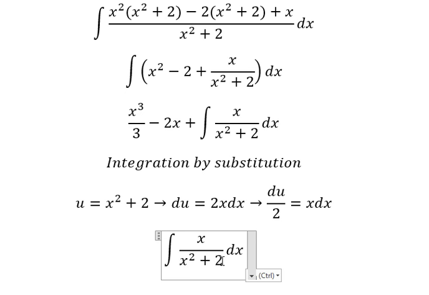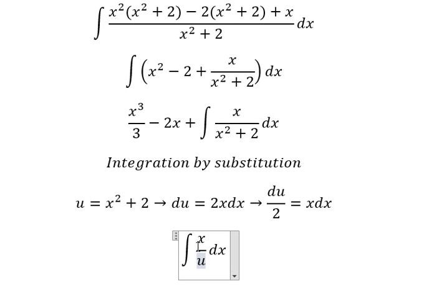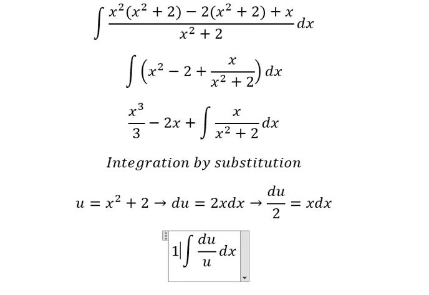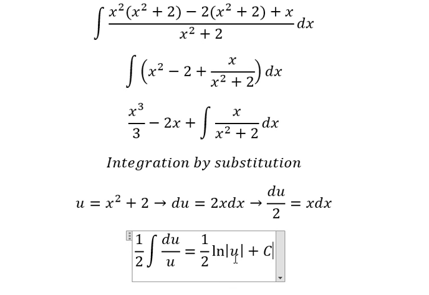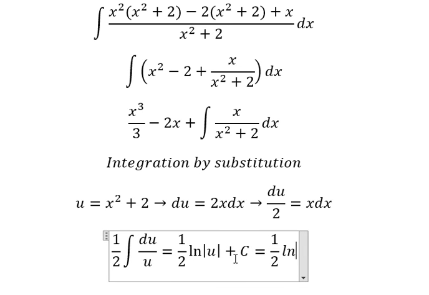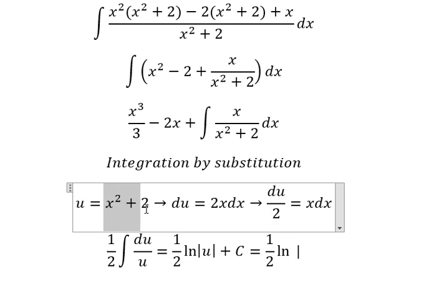So this one we change by u. S ds we change by du over number 2. The integration of this one, we will have about 1 over 2 ln of the absolute value of u. And we put about c. About u, that is about this one.